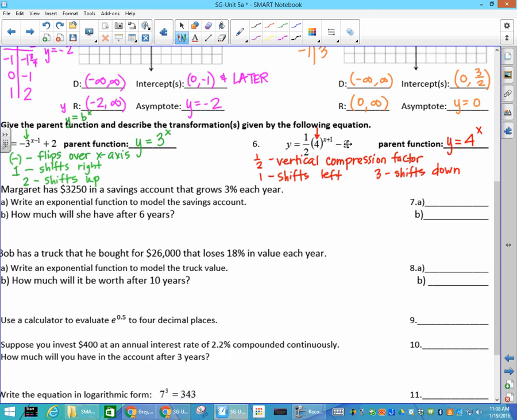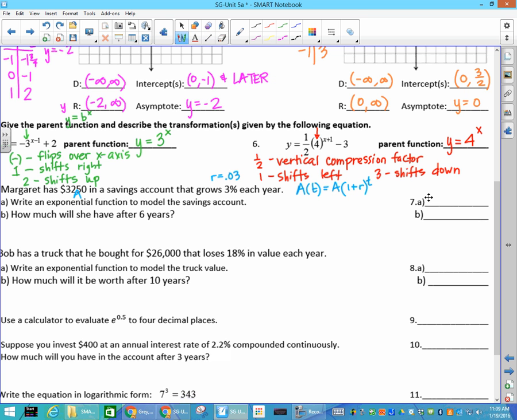Okay, number 7. Margaret has $3250 in a savings account that grows 3% each year. Write an exponential function to model this savings account. Okay, we are working with this formula. Oh, not y, my bad. A of t equals a times (1 plus r) to the t. Okay, this is your a right here, and this is your r, but you have to write it as a decimal, so it becomes 0.03.